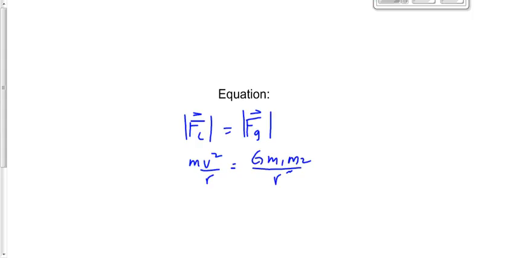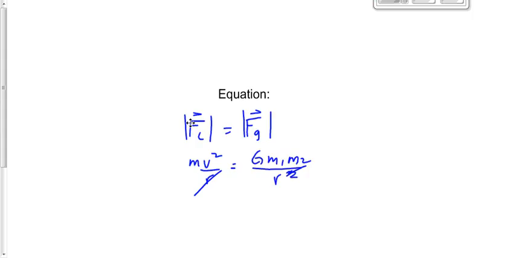Now, this is a little bit weird here. We have an r on both sides. In fact, we have two r's on the right side. Let's cancel out one of them. So I'm left with mv squared equals G m1 m2 over r.